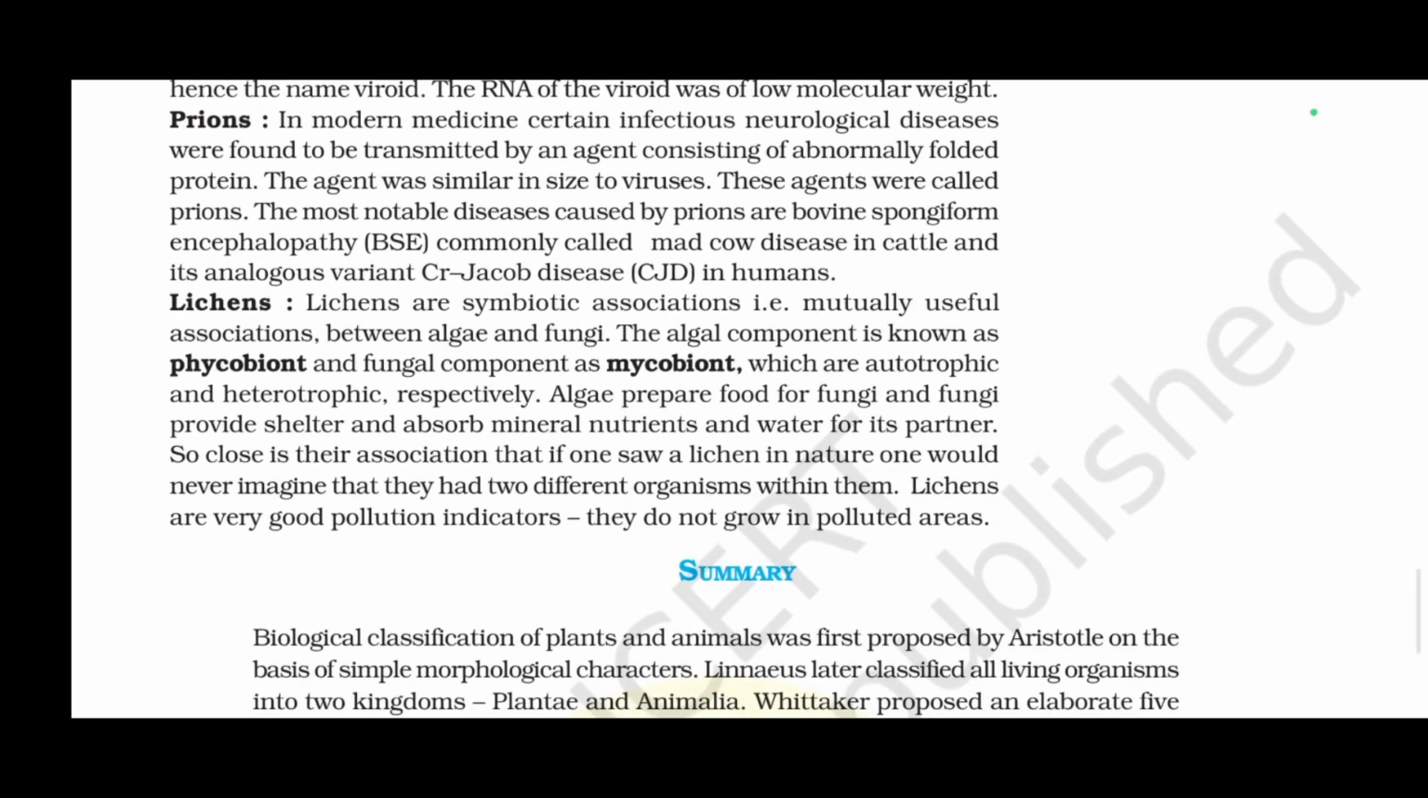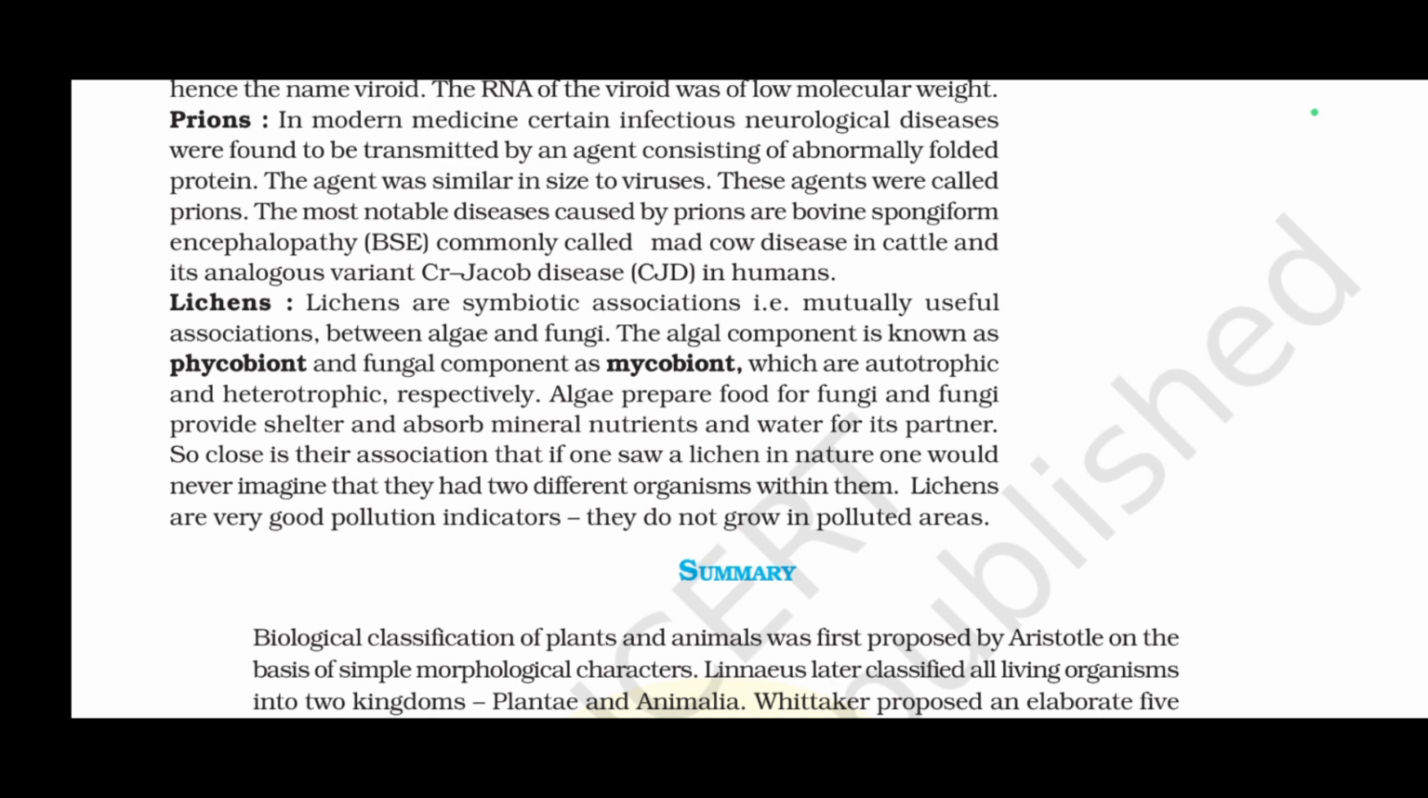Now, lichens. Lichens are a symbiotic association, which is a mutually useful association between algae and fungi. The algal component is known as phycobiont and the fungal component as mycobiont, which are autotrophic and heterotrophic respectively. Algae prepare food for fungi, and fungi provide shelter and absorb mineral nutrients and water for their partner.